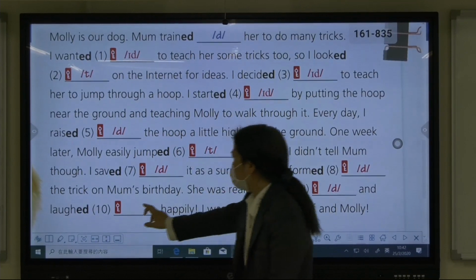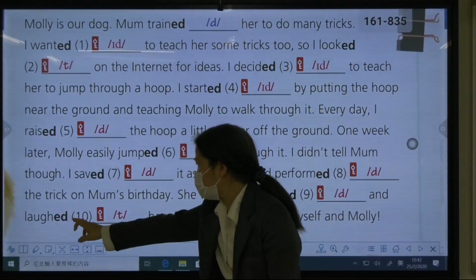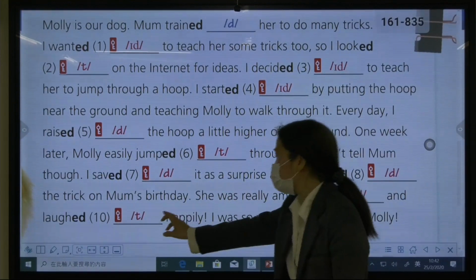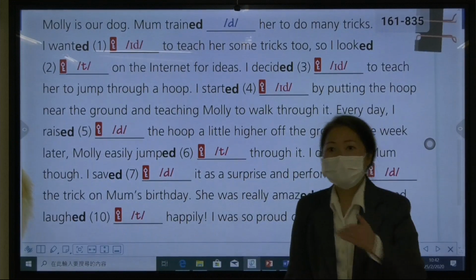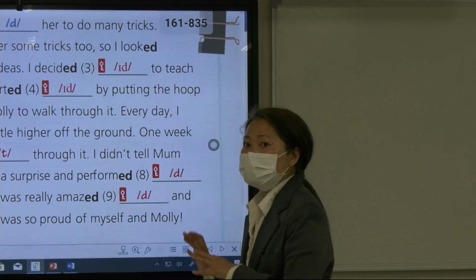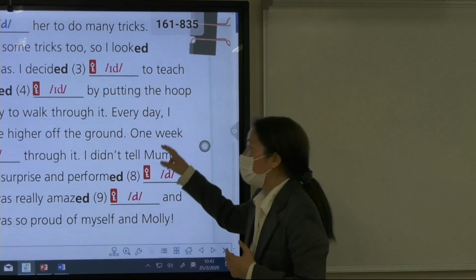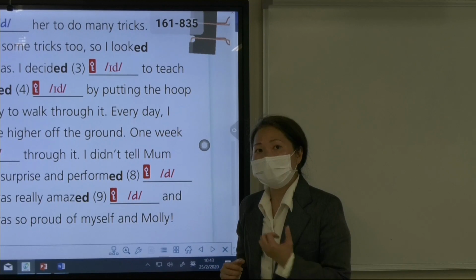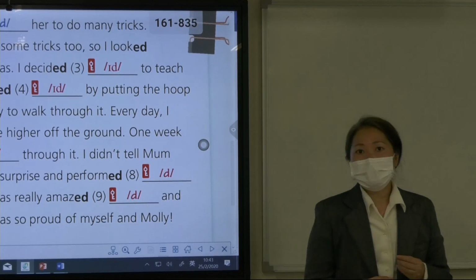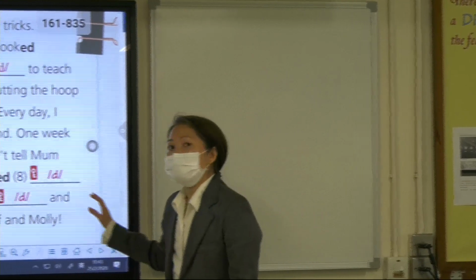And then this one is laughed. GH at the end. After we put -ed, we pronounce it as /t/: laughed. The -ed form looks simple, but it is easy to mix up and easy to pronounce incorrectly. That's why we have to learn how to read them correctly and pay attention to these words. But it doesn't matter. If you listen more and practice using English more, it's not so difficult.